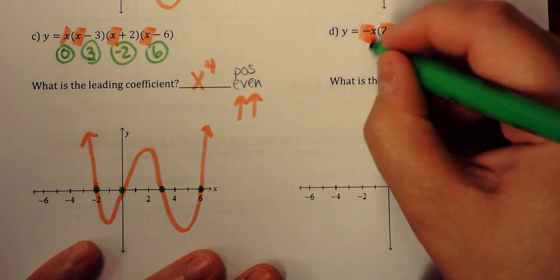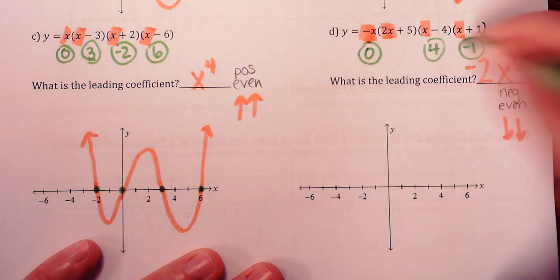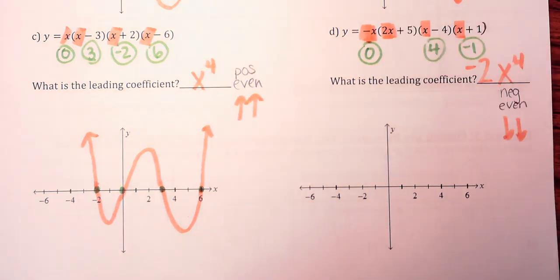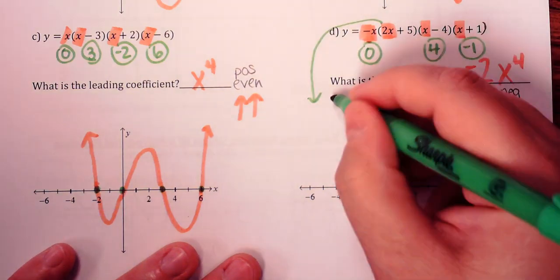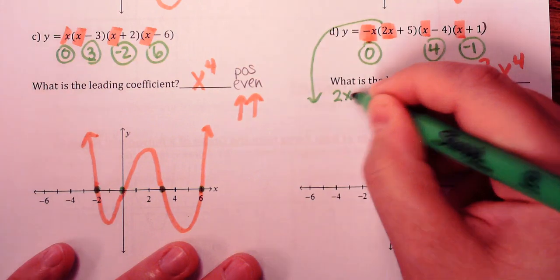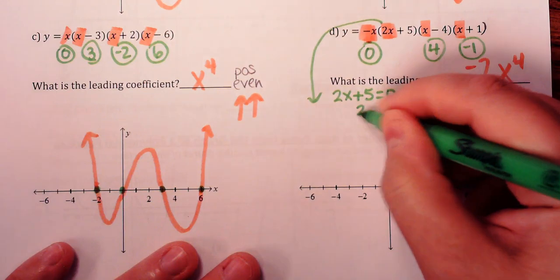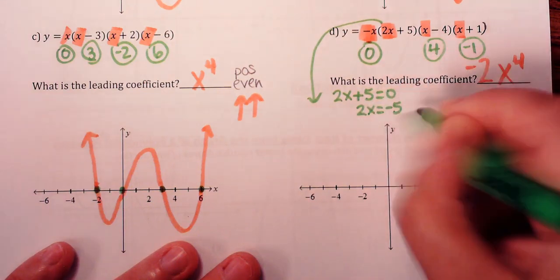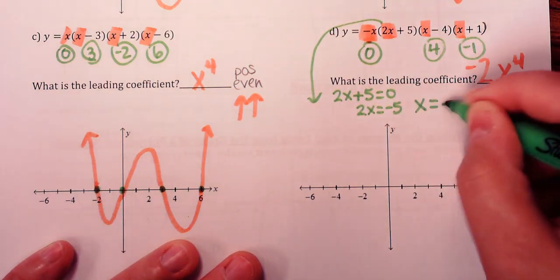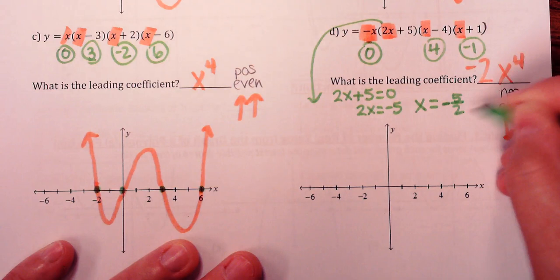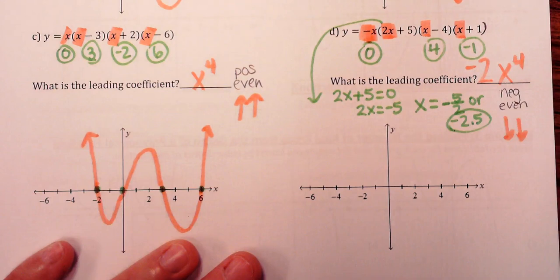Now, let's go through and do the zeros. This is just 0. Let me skip this one for a second. This is going to be 4. This is going to be -1. Now, remember, it's whatever would set the parentheses equal to 0. So I'm just going to come over here real quick. If I had 2x plus 5 and that was equal to 0, if I solved that, I would subtract 5 and I would divide by 2. So if you do -5 divided by 2, you're going to get -5 over 2, or if you prefer a decimal, -2.5. So that's going to be my other zero.